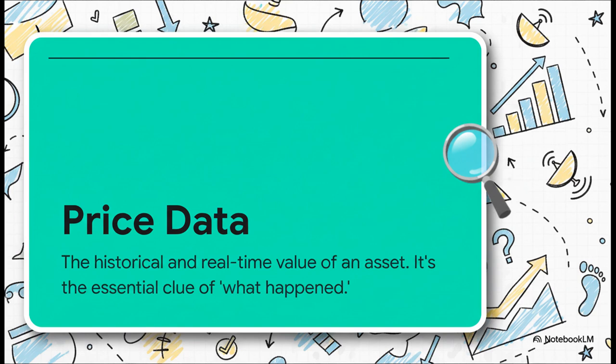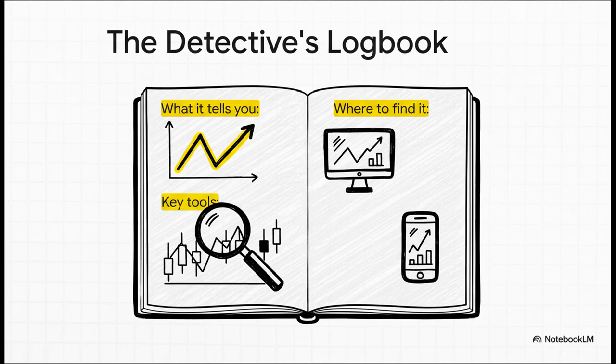Okay, what happened here? This data is basically our detective's logbook. It's what helps us identify trends, spot recurring patterns, and even pinpoint potential entry and exit points. The tools you see here, like moving averages and candlestick patterns, are like our magnifying glasses. Moving averages smooth everything out so you can see the real underlying trend, while candlestick patterns show you the tug of war between buyers and sellers in real time.